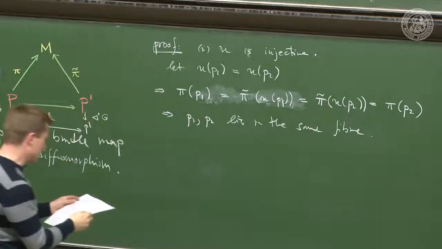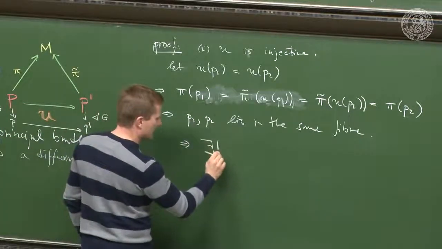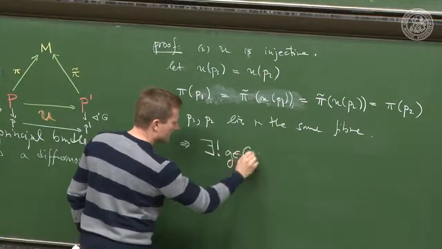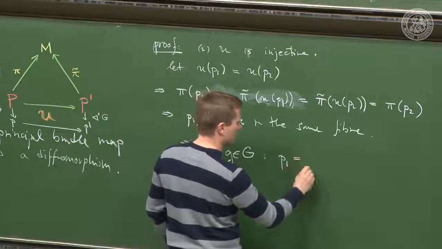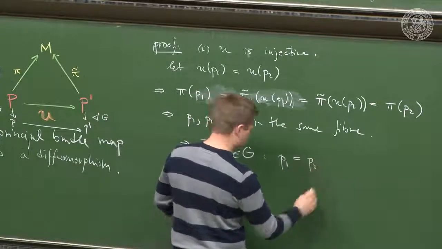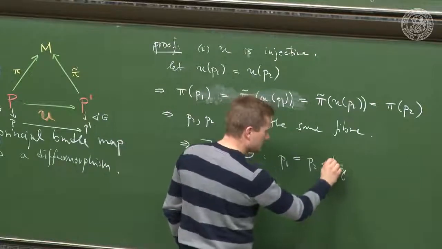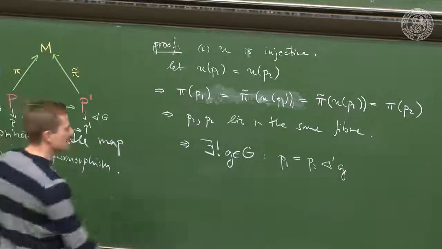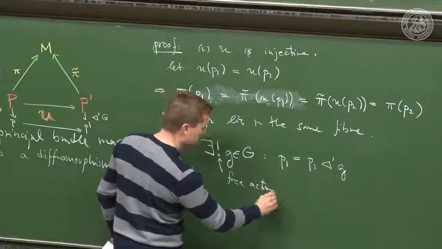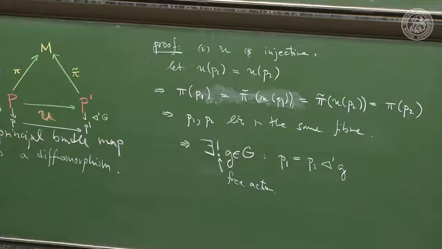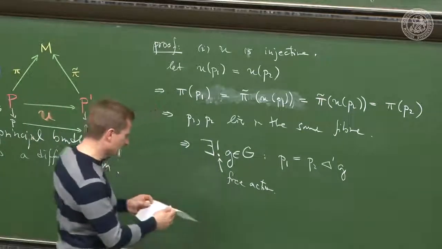Because they belong to the same fiber, there exists a unique element G in our group that relates the two. So I can say P1 acted on by G is P2, whatever action we want to take. This uniqueness is due to the fact that we have a free action and that we have a principal bundle, for that matter. Otherwise, this wouldn't be the case.